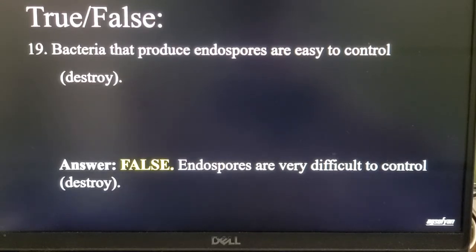So the endospore is the highest resistant against chemical control or maybe against radiation. Okay.